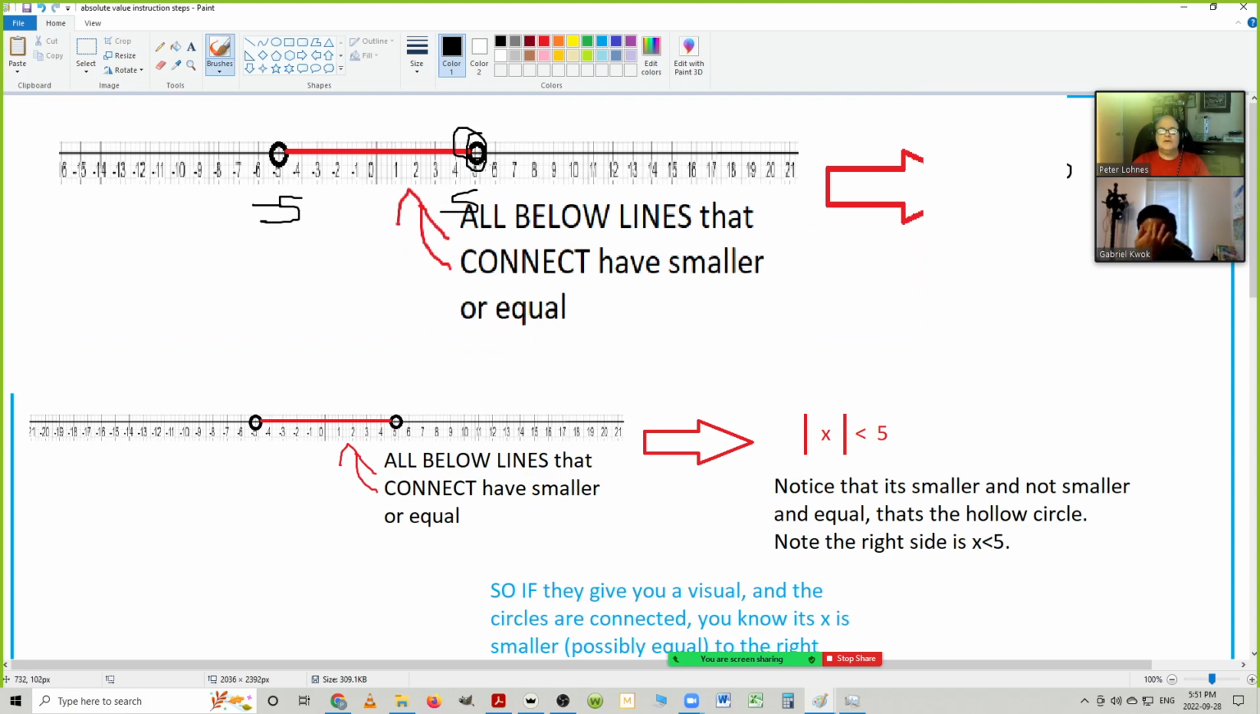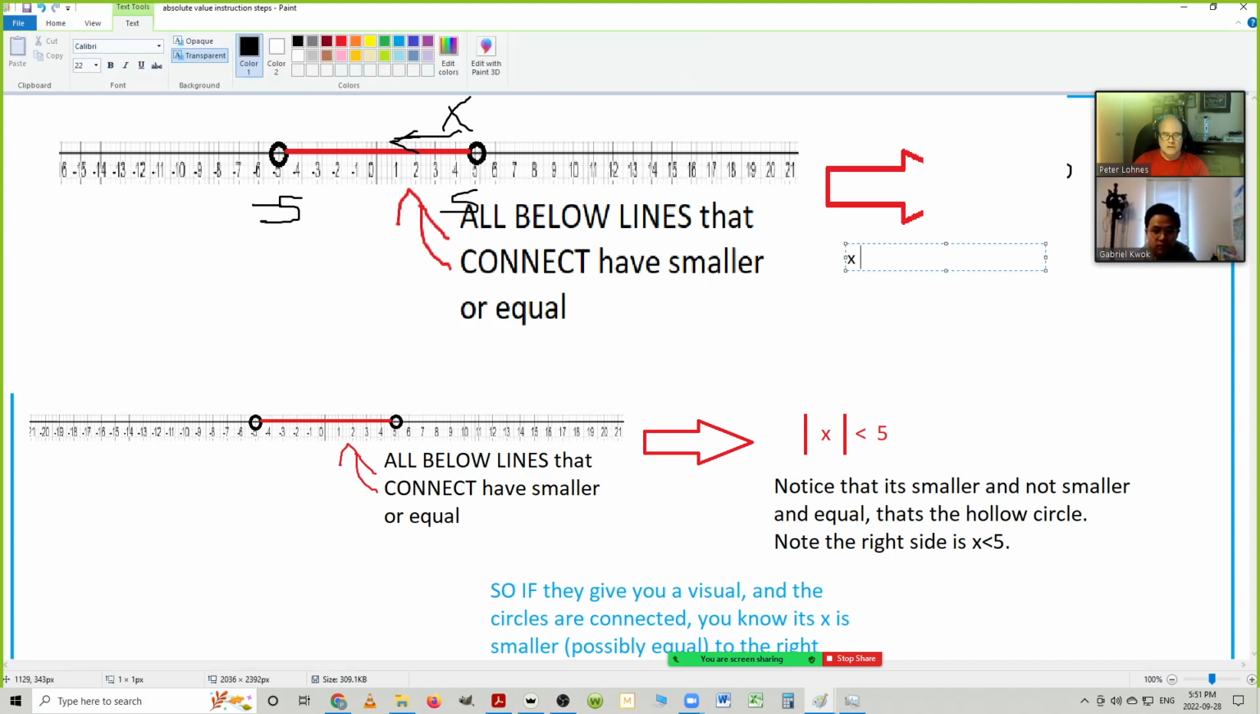So focus on this left side. That empty circle means we're not including the 5. So we're looking at all the x's to the left of 5. How would I write that? X is smaller than -5.